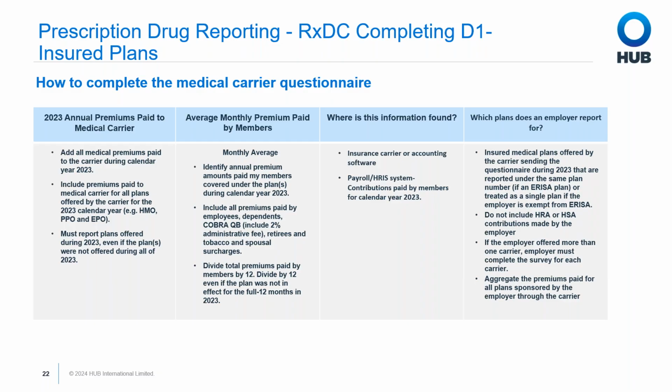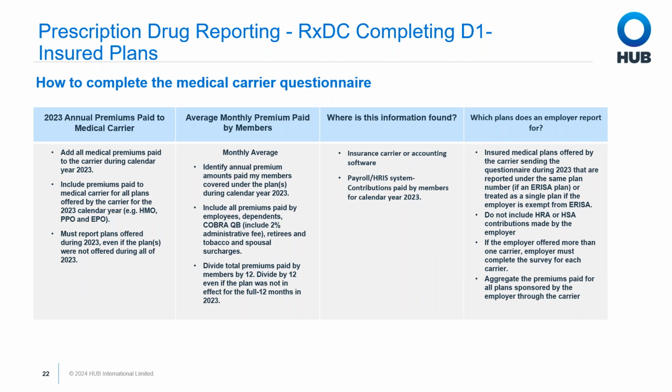You then take that number and you divide it by 12. And you divide it by 12 even if the plan was not in effect for the full 12 months. Where can you find this information? Well, your insurance carrier or accounting software should tell you how much you paid the carrier for 2023. And in order to assess what portion was paid for by members, you should look at your payroll or HRIS system. You may need to reach out to your COBRA administrator to obtain information on COBRA premiums paid during 2023. Again, this is only for the medical plan. Which plans does the employer not report for?